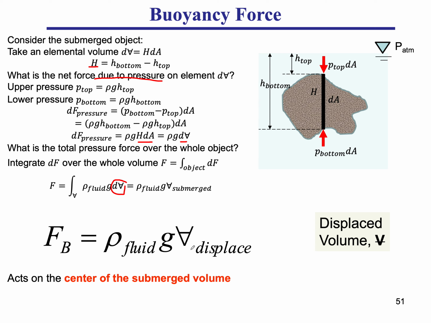And where does this force act? It acts on the center of volume. If I were to take only the elemental volume and ask you where this rho g dV acts, it acts on that elemental volume, so it's halfway. But if I am asking about the force F over the whole object, it's going to act on the center of volume of the whole submerged volume. So it's going to act here. That's the center of volume, so that's the action point.